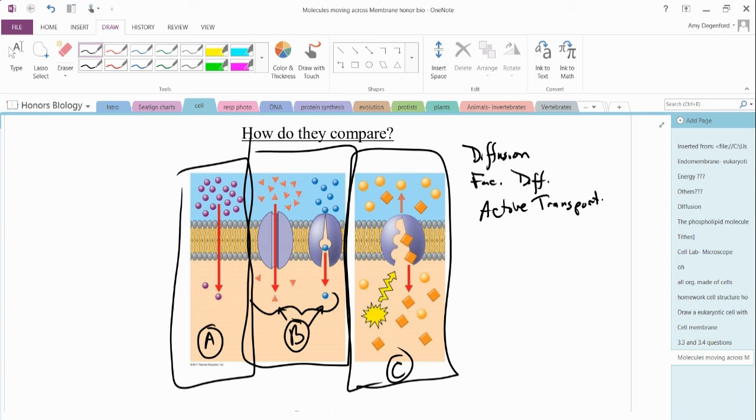You want to think about where is the high concentration? Where is the low concentration? Is there energy involved? Look at the arrows and see where they're moving and see if you can match up. Which one would be showing diffusion through the membrane? Which would be showing active transport with energy, and which one would be showing facilitated diffusion.